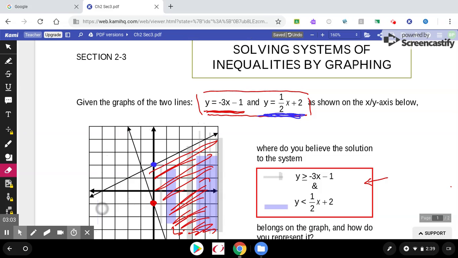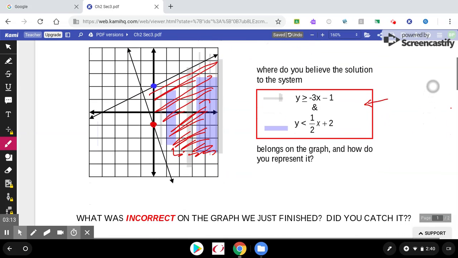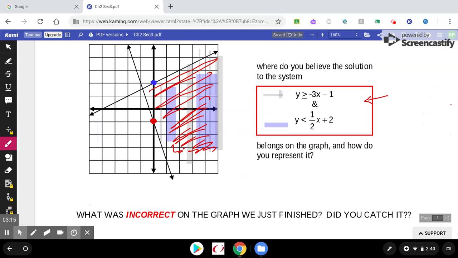Now, believe it or not, if you've been thinking there's something wrong with this drawing, then good job, congratulations, you're paying attention. Because it actually does say somewhere down here, oh, here we go, what was incorrect on the graph we just finished. I did it on purpose to see if you were paying attention. The line with the red dot has an equal to underneath it, and we were supposed to know that we draw solid lines for those.